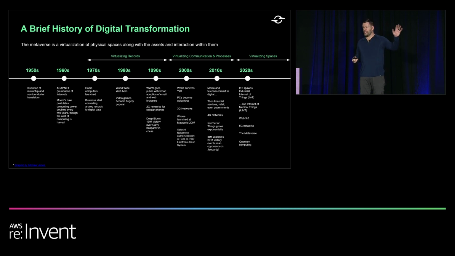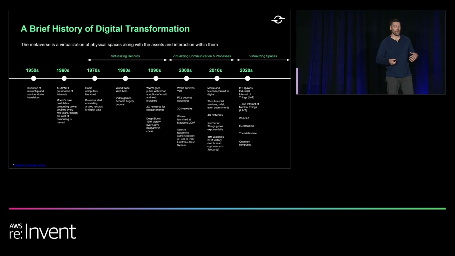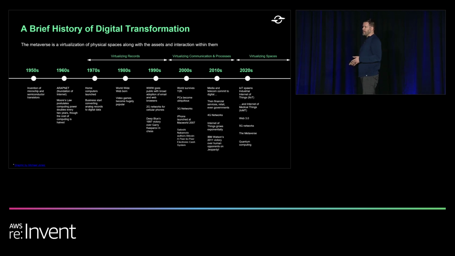Starting back when PCs started to become common and we had the beginnings of the web, that was us learning how to virtualize records. So I don't need a stack of papers on my desk. I now have Word and Excel to replace all of them. As our tech, our networking, and our compute got better, we started to virtualize communication and processes. That's why pretty much all of us here have smartphones in our pockets now. Probably the last time we talked with our bank, it was through a website.